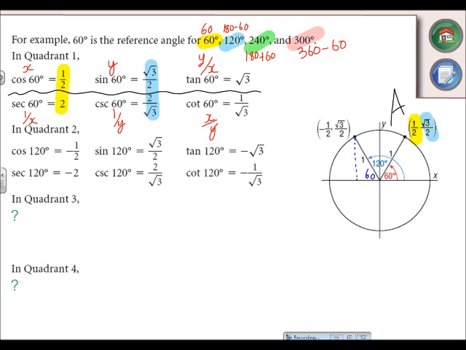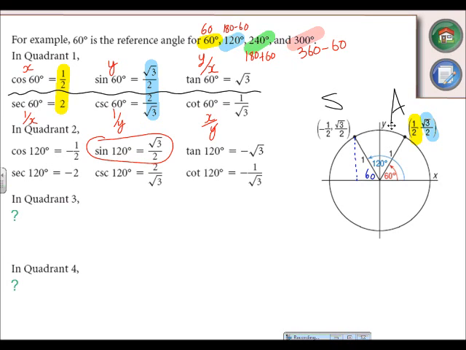The only one that's positive for your primaries is your sine. And also its reciprocal, which would now be cosecant for the reciprocal one there.